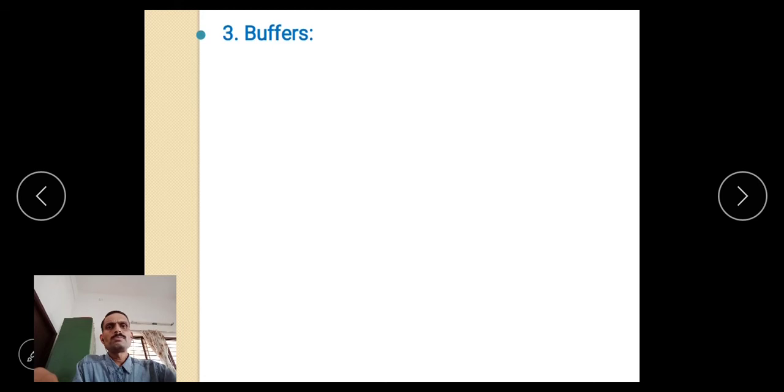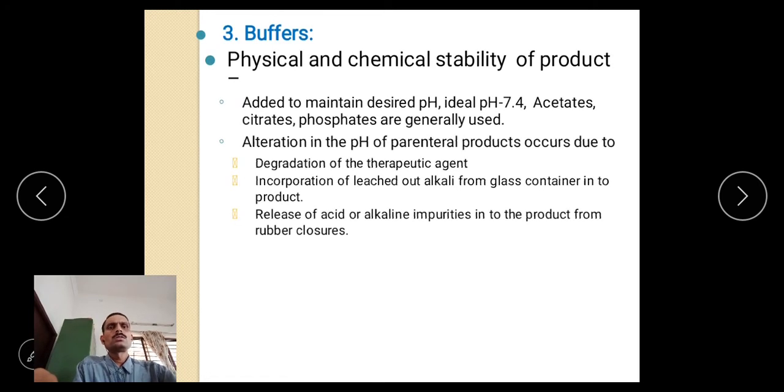Next, buffers. To have physical and chemical stability of the product, we are adding buffers to maintain the desired pH, ideally pH 7.4. The buffers usually used are acetate buffers, citrate buffers and phosphate buffers, which are compatible with the body fluids and even the products.